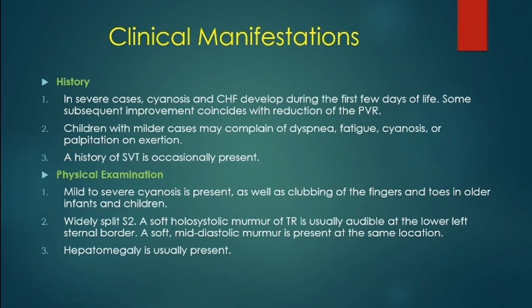By physical examination, there is mild to severe cyanosis according to the condition. In older children, there may be clubbing. By auscultation, there is a widely split second sound, a pansystolic murmur on the tricuspid area for the tricuspid regurgitation, and there may also be a mid-diastolic murmur at the same location for a relative tricuspid stenosis because of the increased flow across the tricuspid valve. Hepatomegaly is usually present.